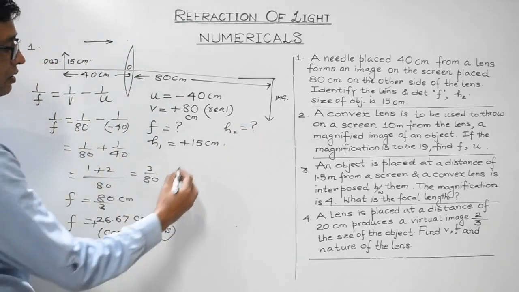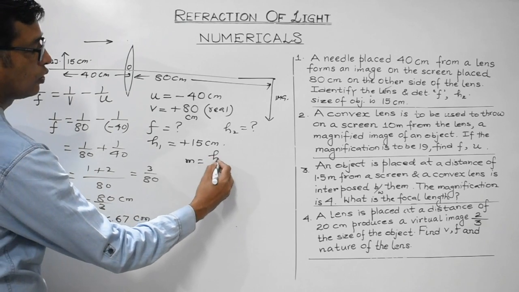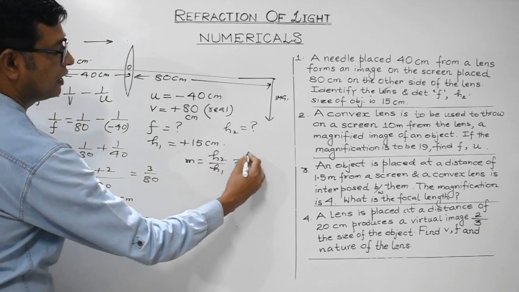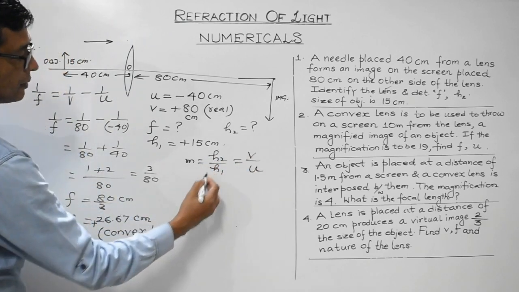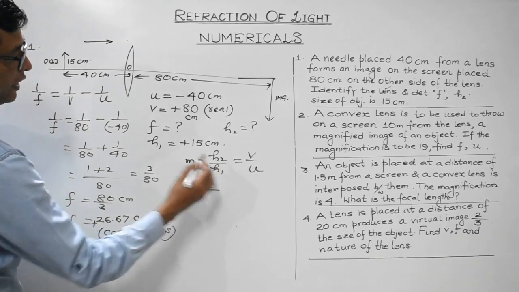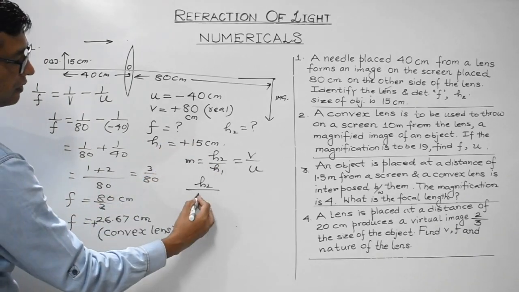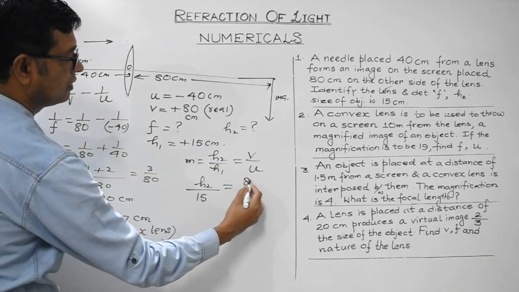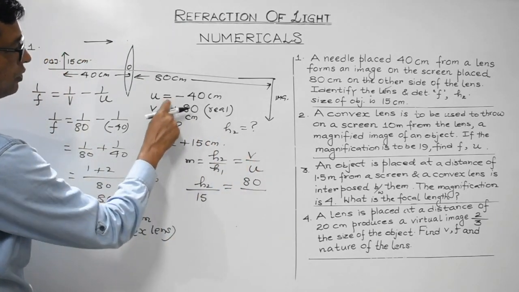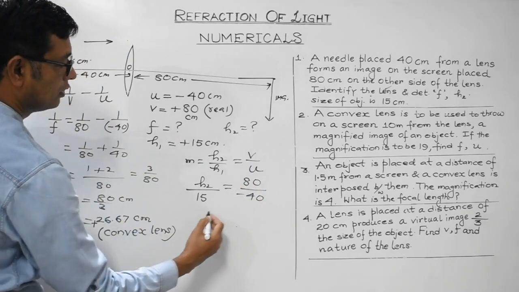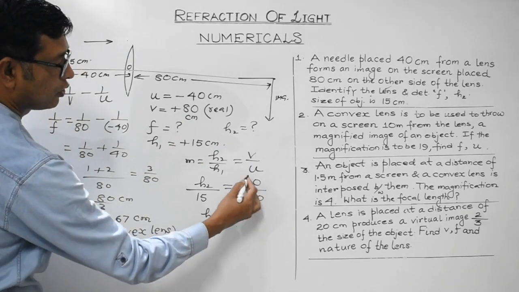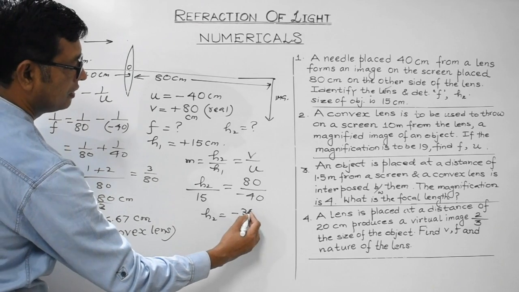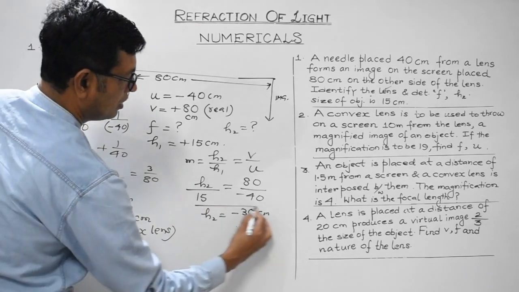So what's the formula? M is equal to H2 by H1, and in case of lens it is V by U. So let's substitute the value. H2 by H1. H1 is plus 15. What about V? It's plus 80. What about U? It's minus 40. So H2, it will be equal to minus 30 centimeter.